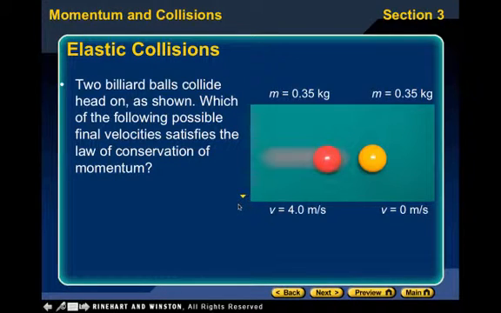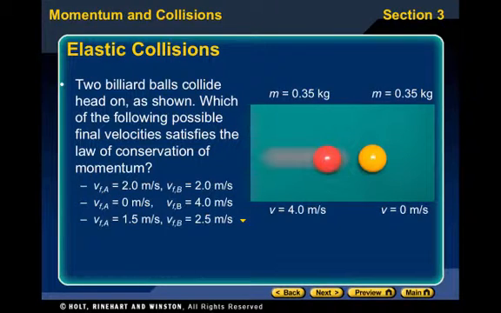So two billiard balls collide head-on as shown. Which of the following possible final velocities satisfy the law of conservation of momentum? All three. As long as the mass times velocity, this second one has no momentum. As long as the velocity equals 0.35 times 4, which is 1.4, as long as the mass times 2 and the mass times 2 were to give you 1.4, then you would have conservation of momentum.